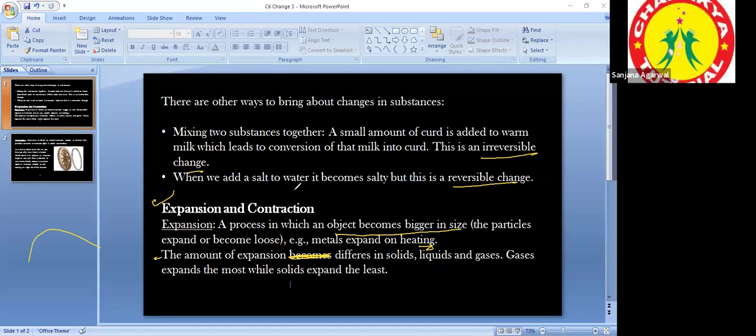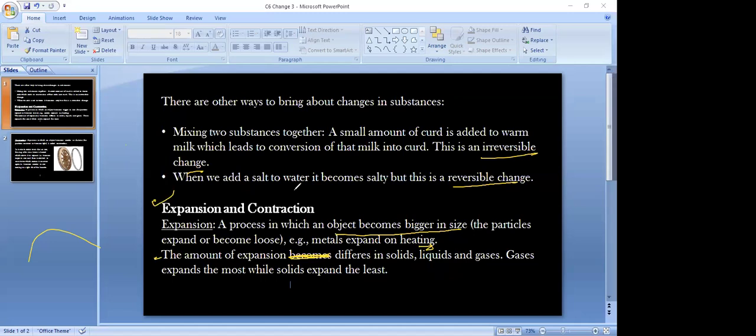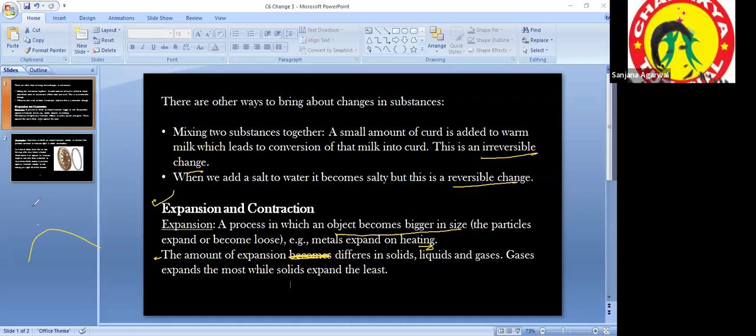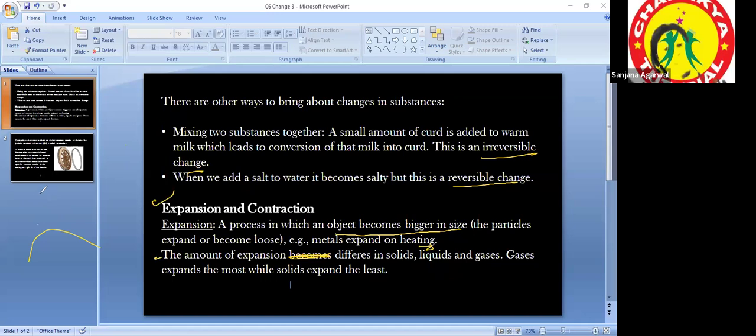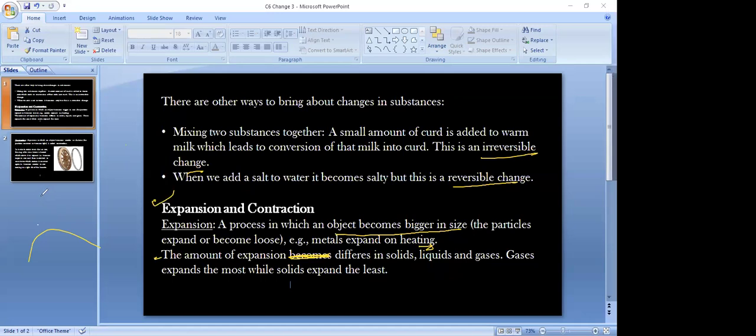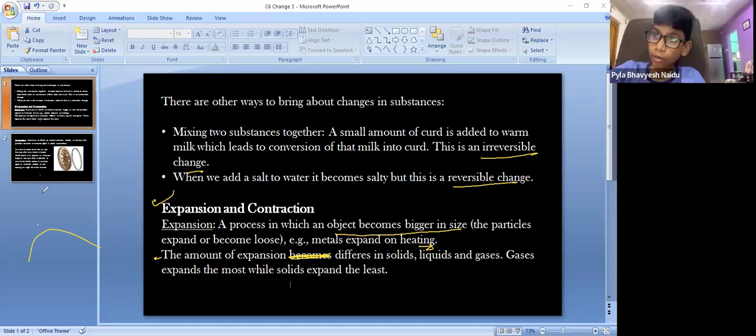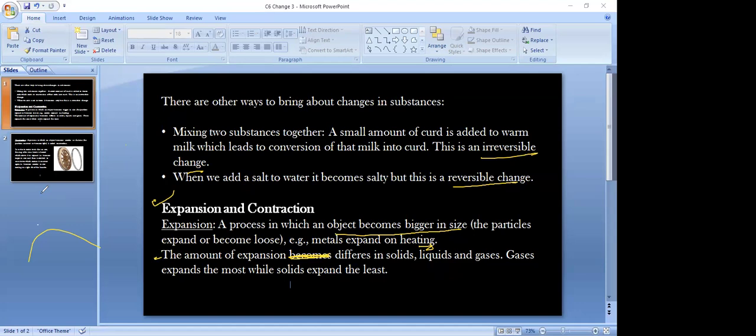Can you state any example of expansion in everyday life? Anyone? Ma'am, when we want to open a lid, but the lid is tight, if we put it in hot water, the lid becomes loose and expands. Good example. Very good. Ma'am, when we blow a balloon, it will expand. It expands. Okay.